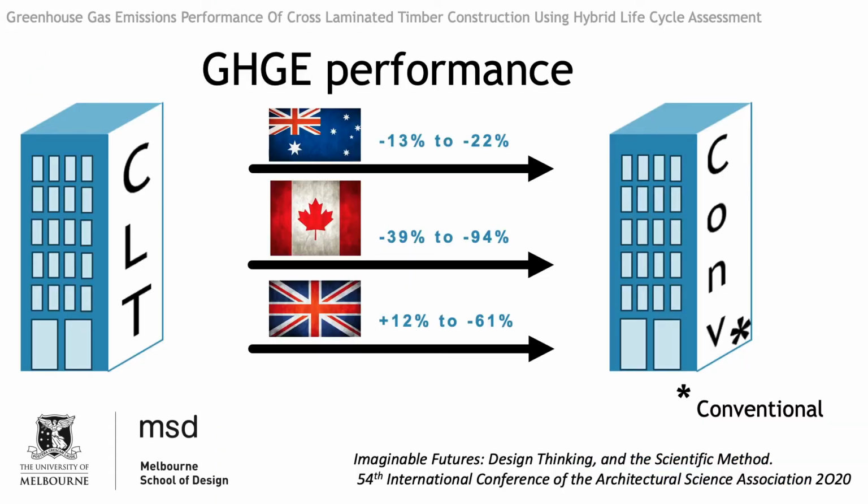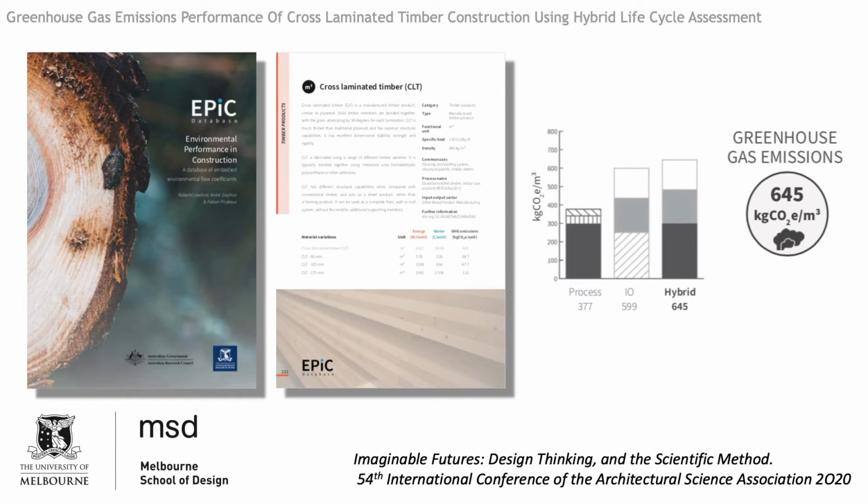There are numerous publications comparing the greenhouse gas emissions performance of CLT construction versus conventional construction, with diverse methods and results. However, the recently released EPIC database from Robert Crawford et al., with hybrid coefficients for 284 construction materials, is an opportunity to implement a comprehensive approach to greenhouse gas emission performance of CLT construction.